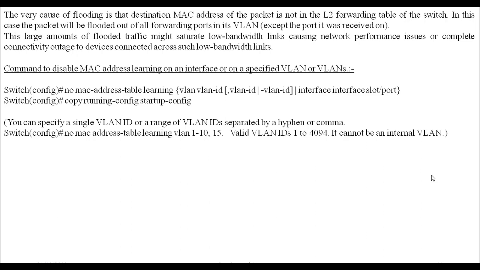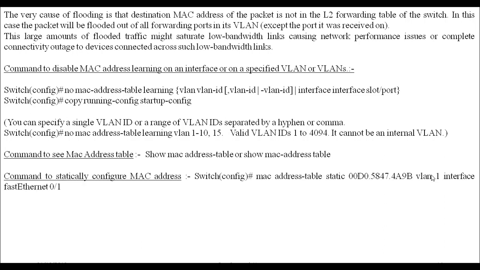You can specify a single VLAN ID or a range of VLAN IDs separated by hyphen or comma. That is, no mac address-table learning vlan 1-10,15. Valid VLAN IDs are from 1 to 4094. It cannot be applied on internal VLANs. The command to see the MAC address table is show mac address-table, simple.